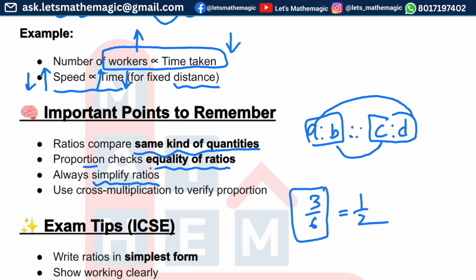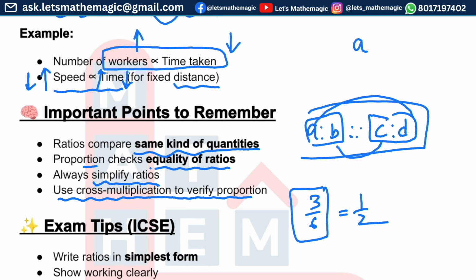All right, and the last point is cross multiplication to verify the proportion. The cross multiplication method is actually the same as what I have discussed here. Let me show you with a different color. A is to B means A by B, C is to D means C by D. Cross multiplication is like this: A into D, that I've told you, and B into C. So it's B into C and A into D. That's the cross multiplication.